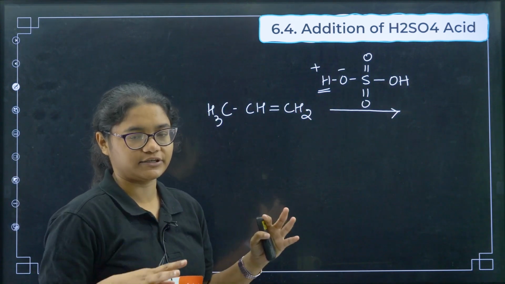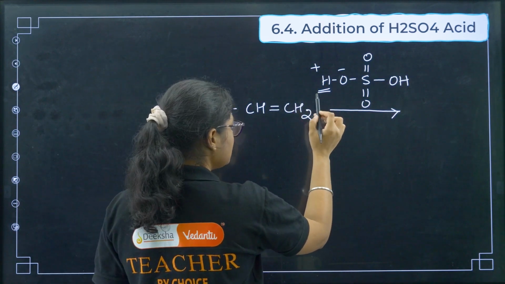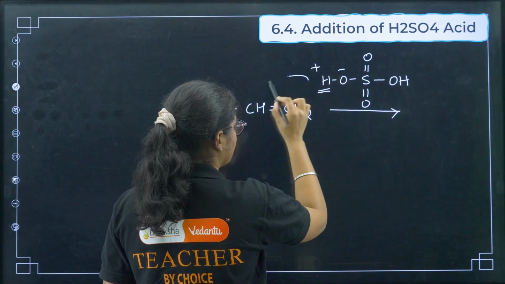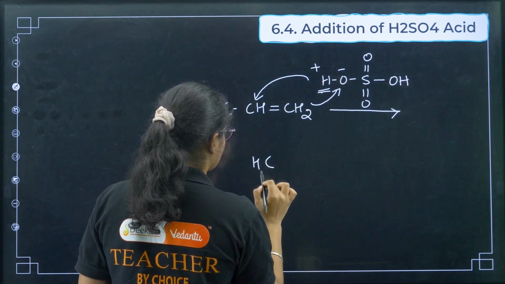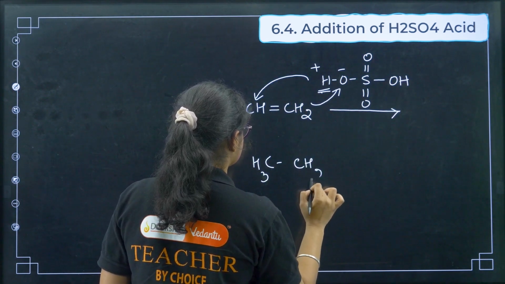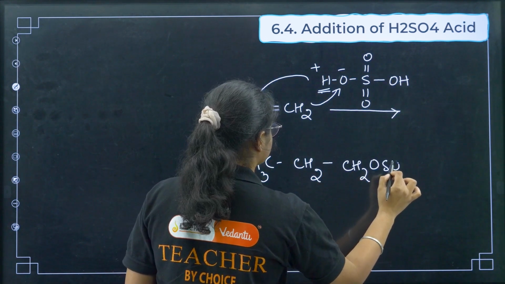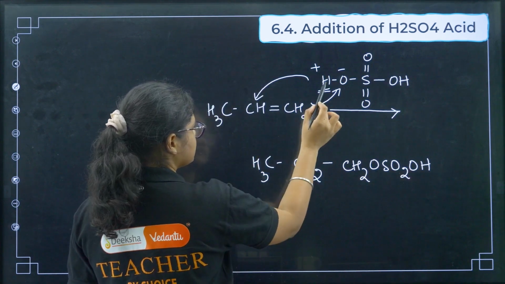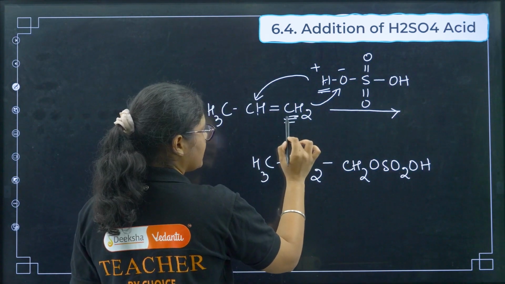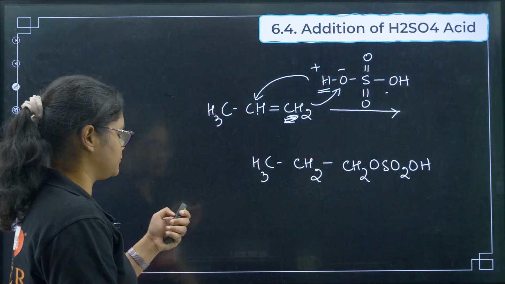Here also the general Markovnikov's rule will follow. This H plus will attack on this carbon and you will take this one here. So we will get a compound like this, CH3, CH2, CH2, OSO2, OH. Here this H gets attached to this end carbon. This is simple addition of H2SO4.